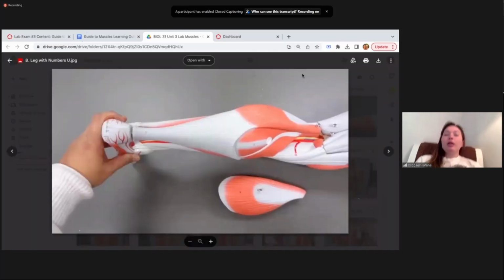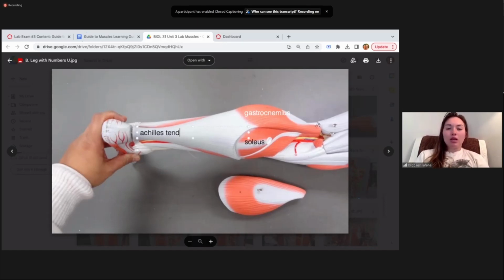And the leg is a lot easier than the arm. So if you're struggling on the arm and you started with the arm, that's fine. Just know that the leg will feel a lot easier when you get to the leg. So that's again the gastrocnemius, the soleus, and let's change our color here. Achilles tendon. Okay.